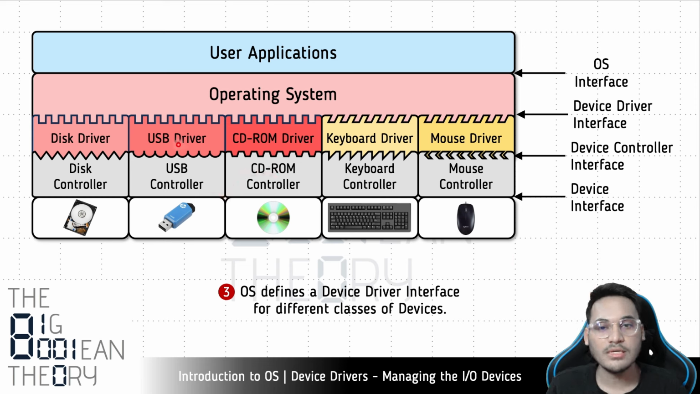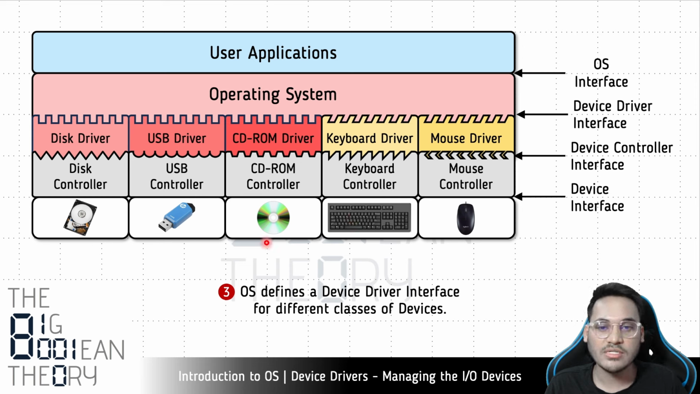Here you can see that apart from storage devices, we have some other types of devices as well. This is the keyboard and this is the mouse. The device driver interface that the operating system has defined for these devices is different from the storage devices. Basically, these are two different types of devices.